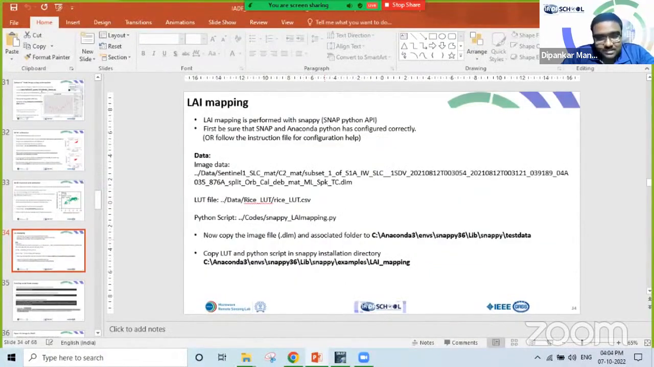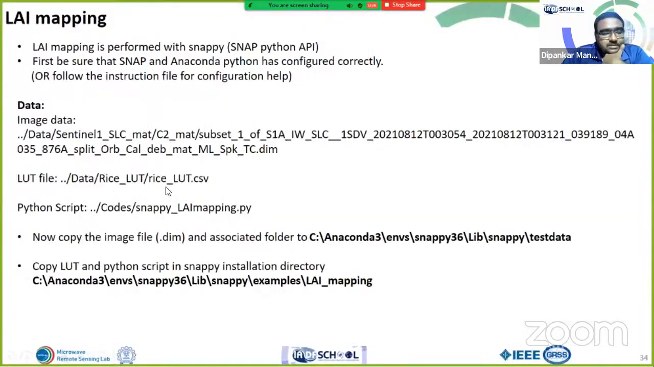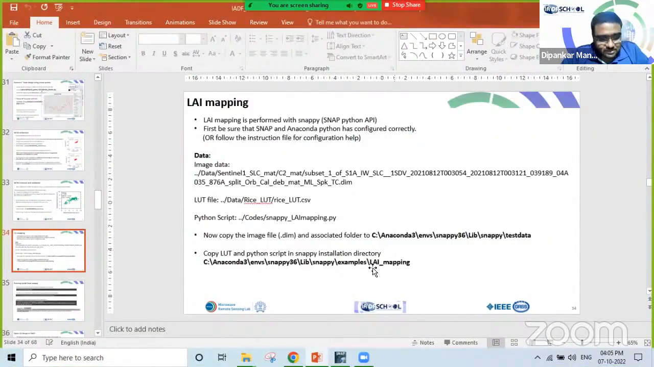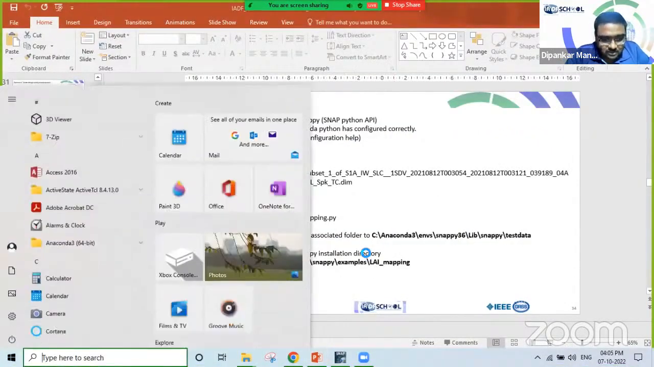I provided some data sets, like the lookup table, which is a rice lookup table CSV provided in the same folder. We will utilize one image taken over the same test site on 12th August 2021, and one Python script which is provided in the Snappy platform. I'll show you that now. To run that program, we first have to open the Anaconda command prompt.